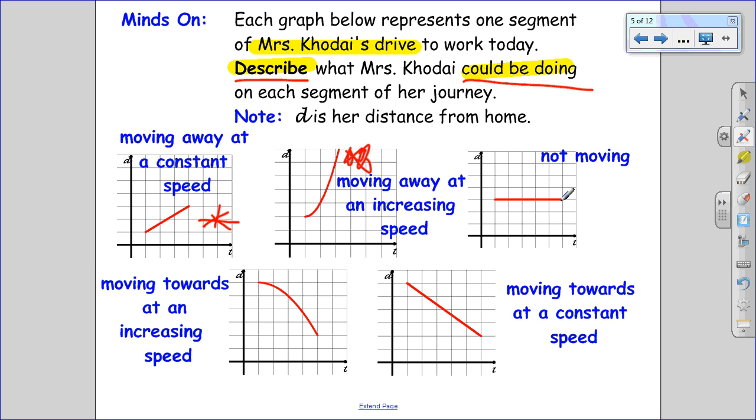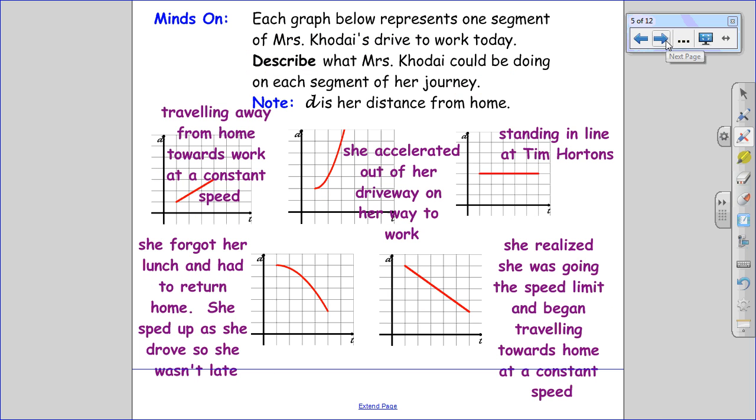If I think about this one here, it could be Mrs. Kadai standing in line at Tim Hortons waiting for her coffee, because obviously she's not getting any closer to work if she's in line at Tim Hortons. Now, after she gets her coffee, she might realize she's forgotten something at home. And I say that because if I look at my last two segments of her journey, she's going towards home in these two segments. So it may very well be she's forgotten something, so she's accelerating out of the parking lot to get to a proper speed to drive home to pick up what she's forgotten. And again, I've written all of this here.